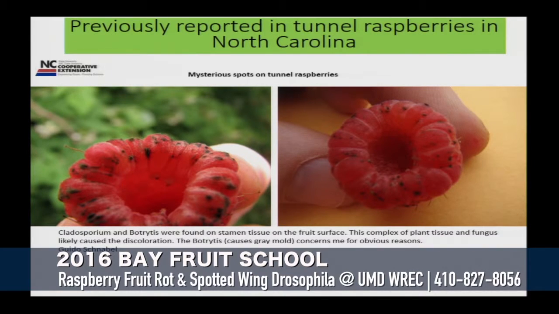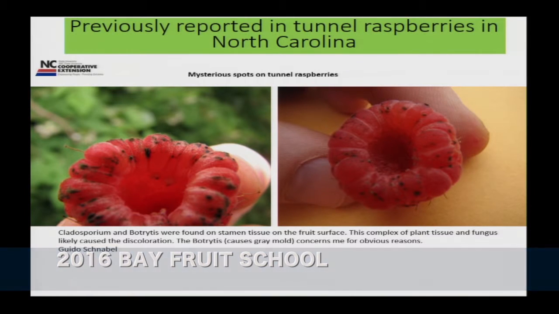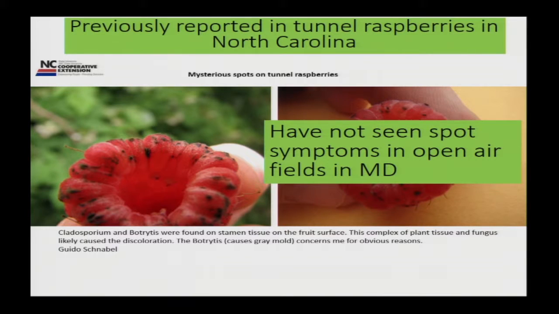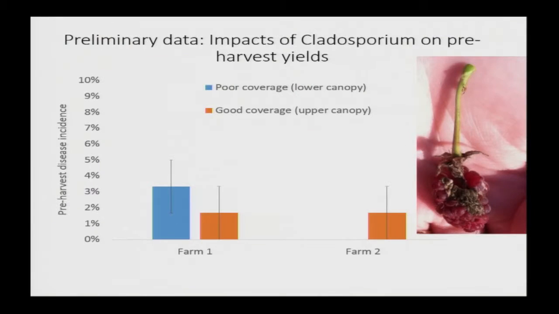It was reported in tunnel-grown raspberries, and it looked kind of different. There are some of these spots you can see here. So a little bit of a different symptom in the tunnel-grown raspberries, but I guess this was a really big problem in some tunnel systems down in North Carolina. So this is also Cladosporium. We haven't seen this spotty symptom in fields in Maryland.